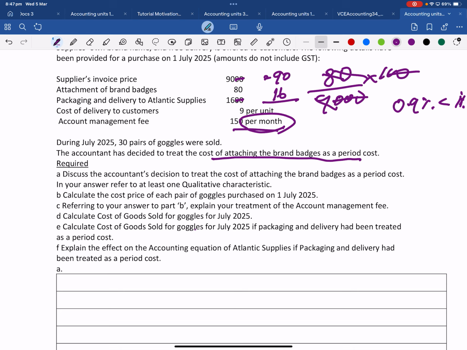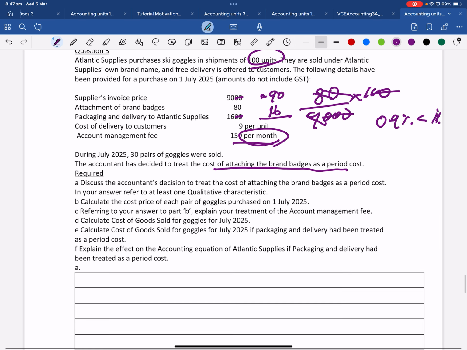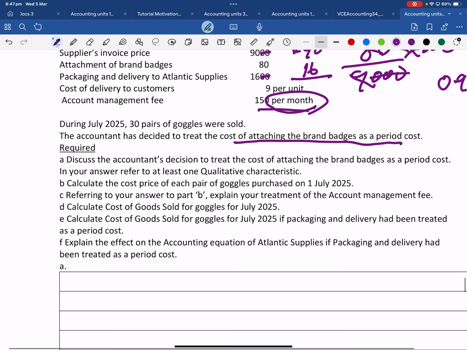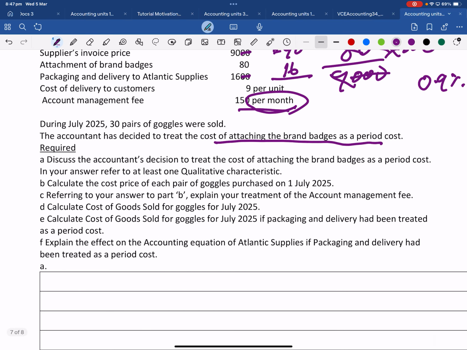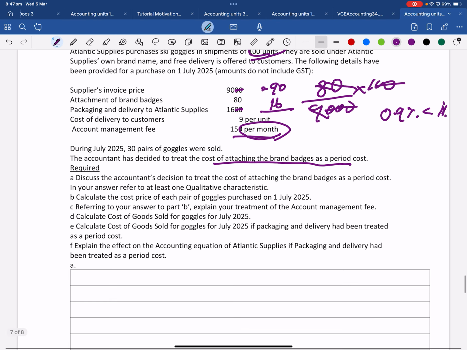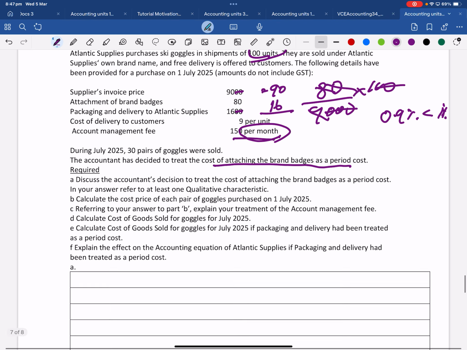Cost of goods sold for goggles, you can do it. This part we'll do next time then. You want us to do it now? No? Then you have to try it at home, because some of you have actually sacks. We'll do it. Right? Calculate the cost price of each one. 106. I think it should be fine. Yeah, part C, don't worry, you know the answer.